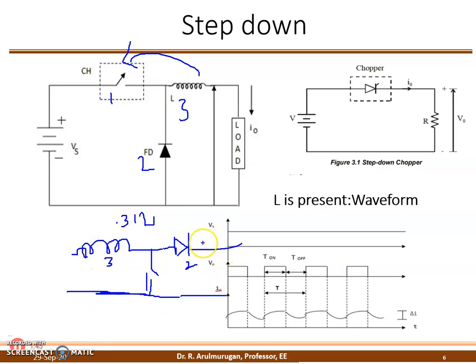The next one, the buck boost converter. What is a buck boost converter? I take from the buck first: the switch is on the input side, and I will draw the switch. Then the boost converter means the diode is on the output side. The diode is connected in the opposite direction.